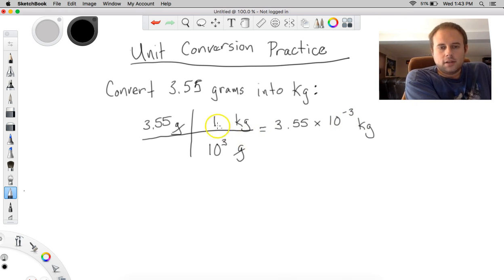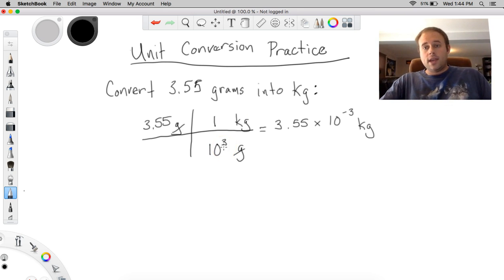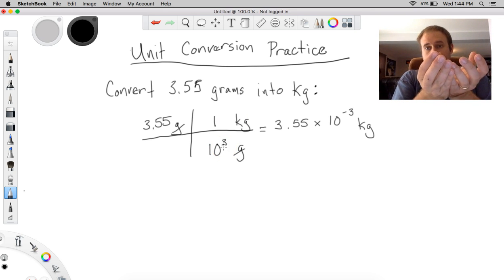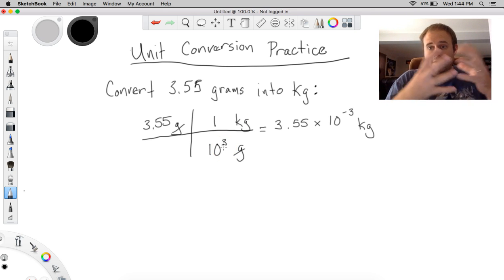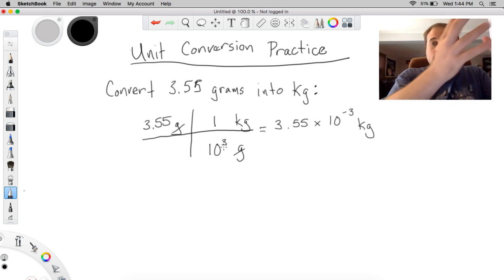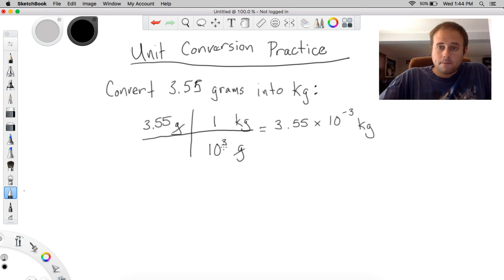Now 10 to the negative third is a smaller number, right, than 1. So if I take a look at that, that makes sense because I'm converting grams into a larger unit, kilograms. So if I have a large amount of grams, I only need a very small amount of kilograms, which is a larger unit, to make up those grams. And so this is the proper answer.